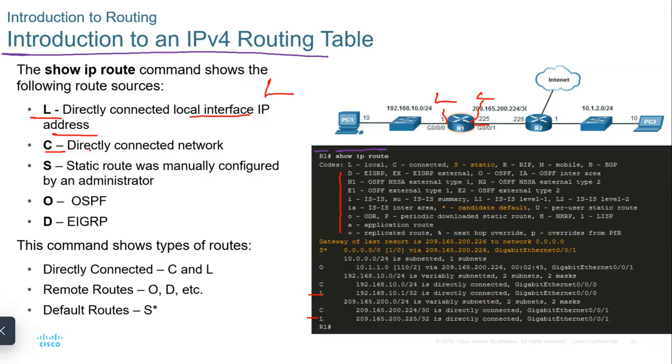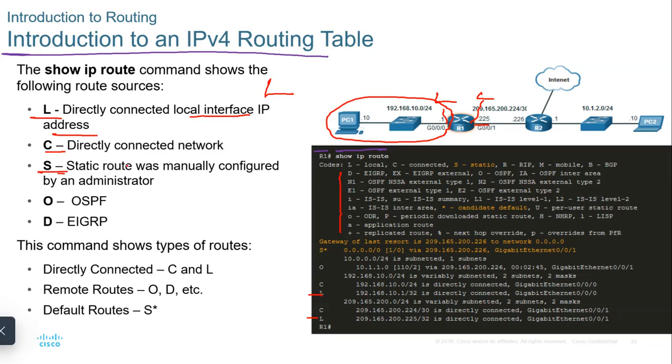Then we have C, the directly connected network. The L is for the specific IP address assigned here. But when it comes to C, it identifies all the IP addresses on this network here, and even this side. So that is what the C means. It identifies a LAN on the interface.